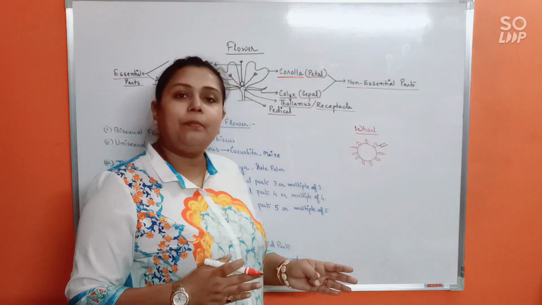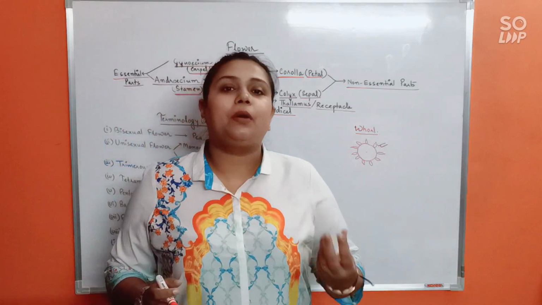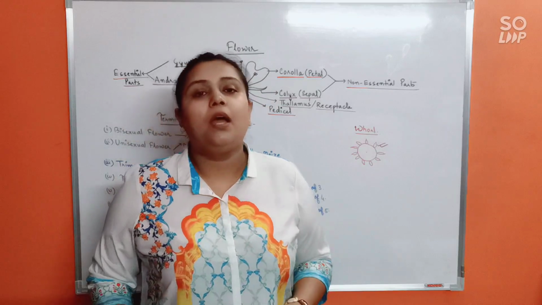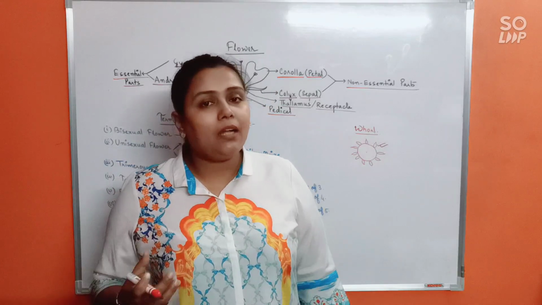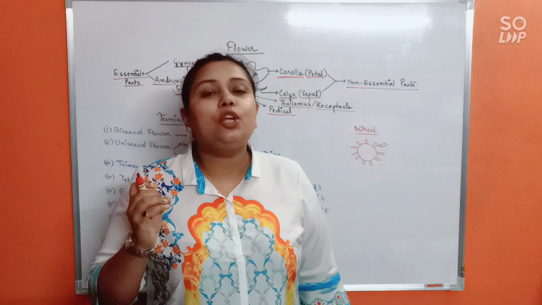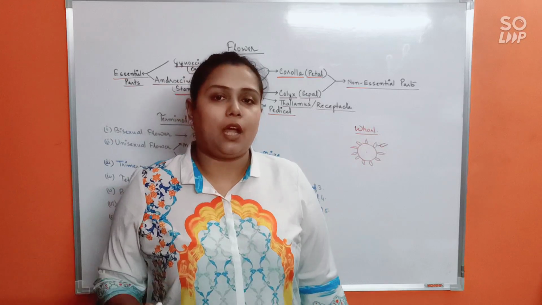So what are essential parts? That is the gamete producing parts, androecium and gynoecium. And what are non-essential parts? The parts, that is calyx and corolla, which are not directly involved with gamete production.